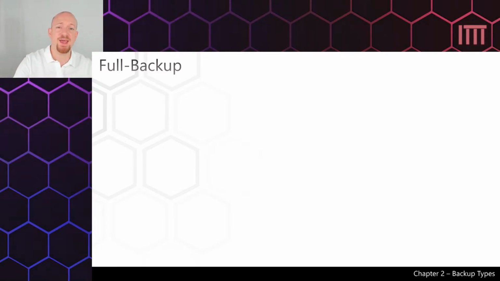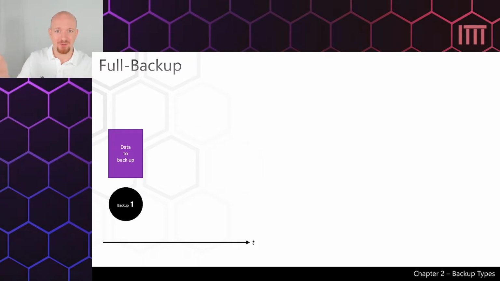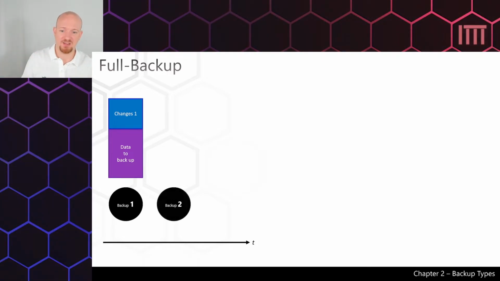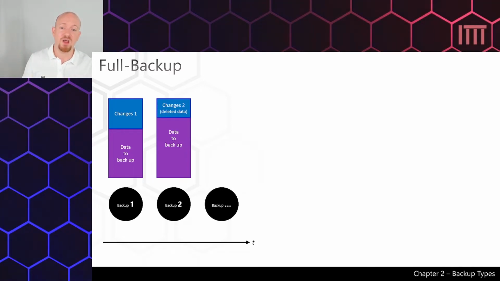Let's have a closer look at the full backup. At the bottom we have the timeline, and the first backup has some data to back up, of course, and some changes which are made during the period between the last backup and the next backup. So the second backup will back up the whole backup set containing the initial data plus the changes, in this diagram, changes 1. Then during the period between the backups, some data may get deleted, and this data will then not be part of the third backup.